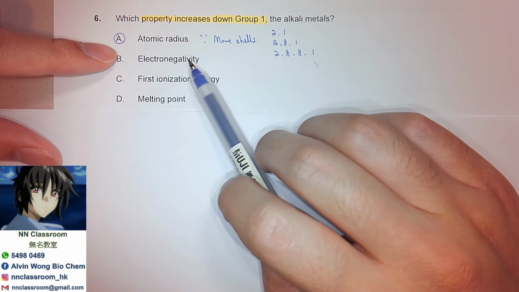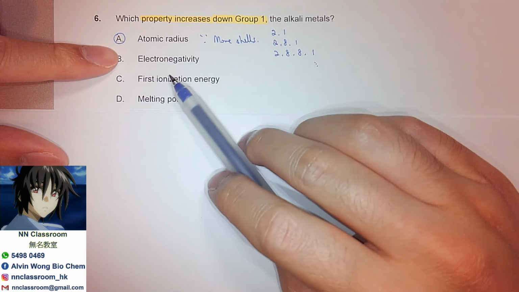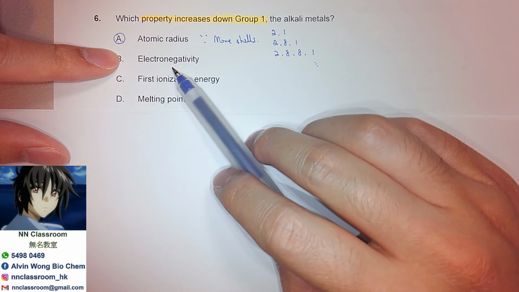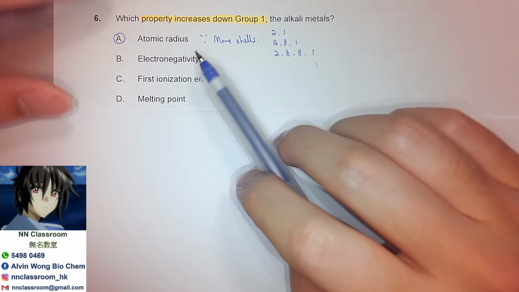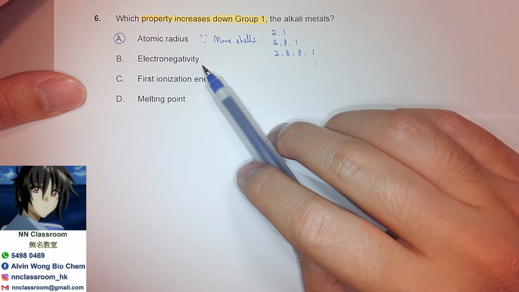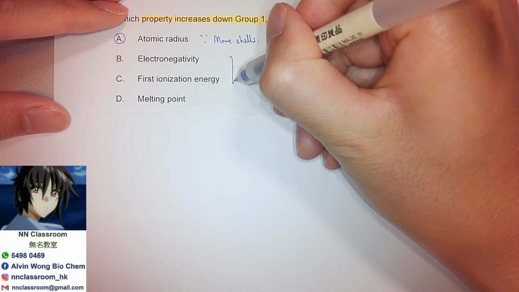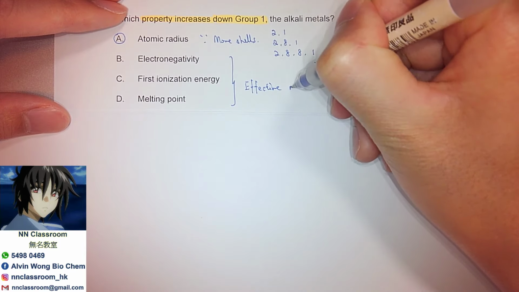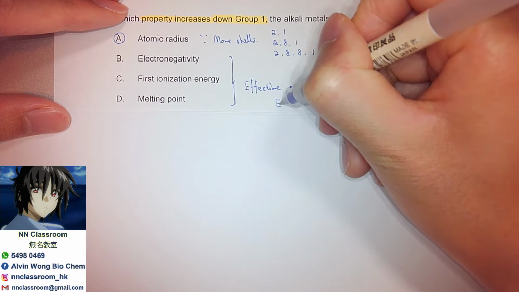But again, we should further look for why B, C, D are not the correct answers. For B, electronegativity. That simply means the tendency to attract a bond pair of electrons to an element because of the nucleus, right? So I remind you that B, C, D can all be explained by a concept called effective nuclear charge. In short, we call it ENC.